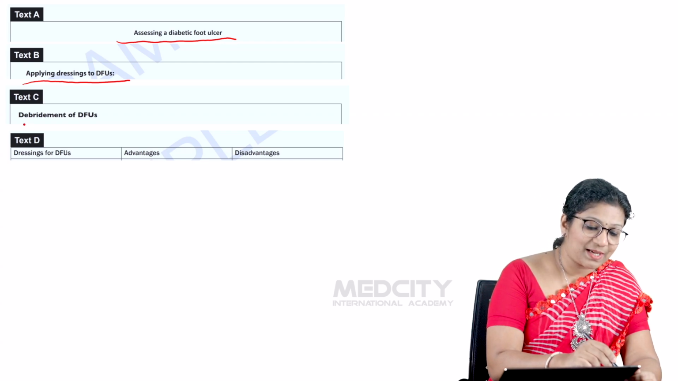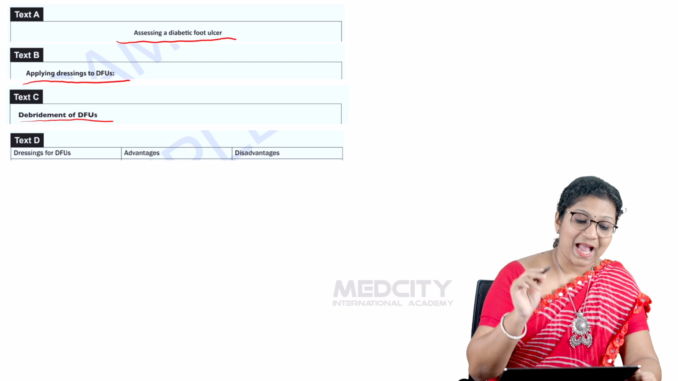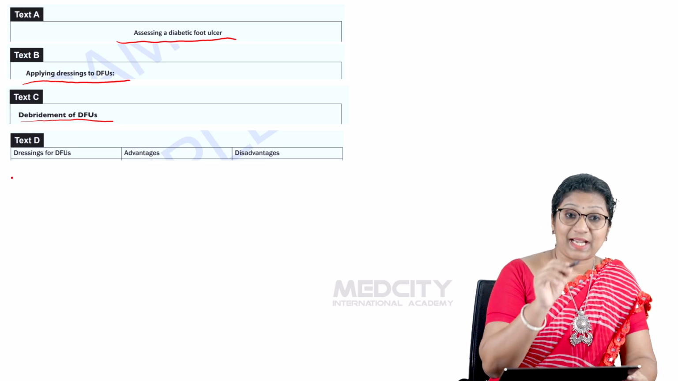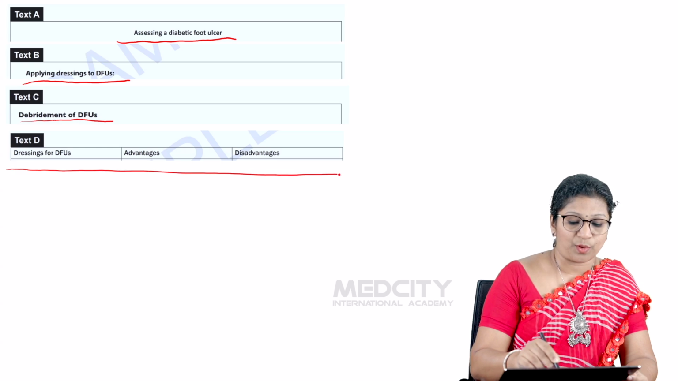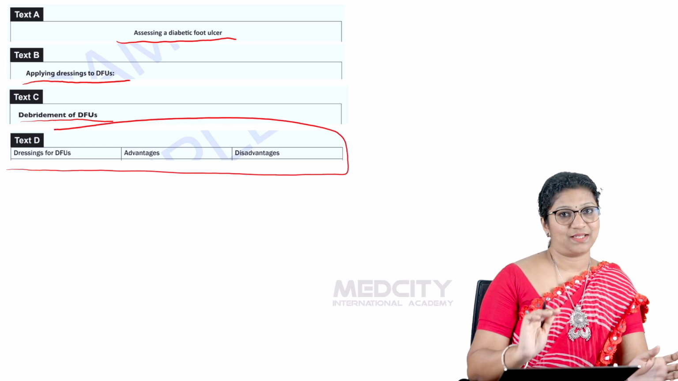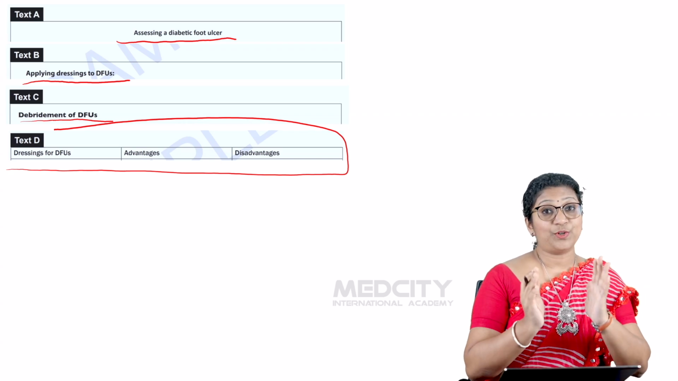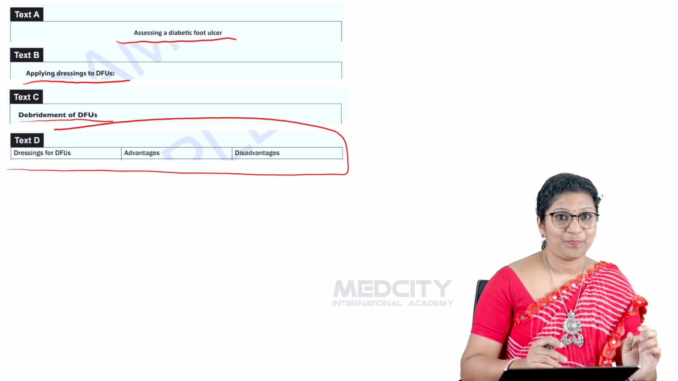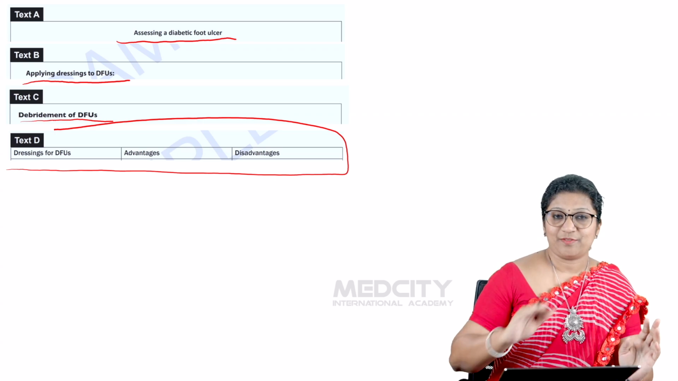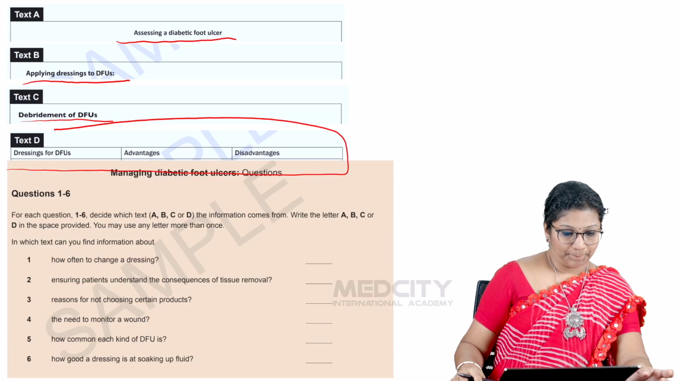Text C which says debridement of DFUs. And text D doesn't have a specific heading as such, but I've just taken the heading of the table which will give you an idea of what is inside the text, like the dressings, advantages and disadvantages. Now I'm going to show you the questions 1 to 6, and let's try and find out in which text that information would fall under.